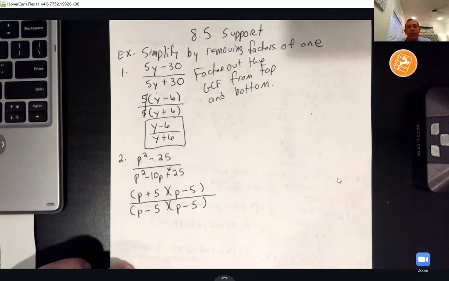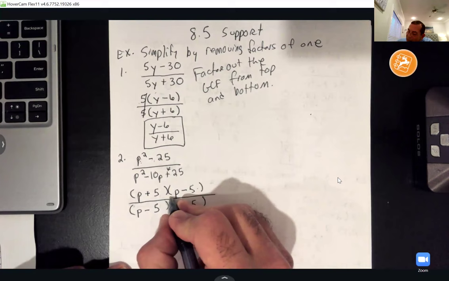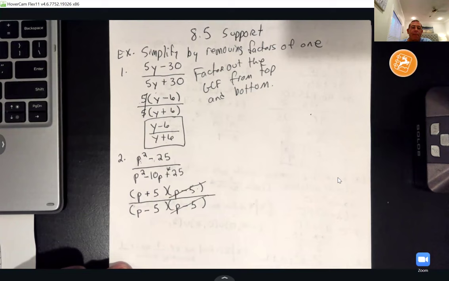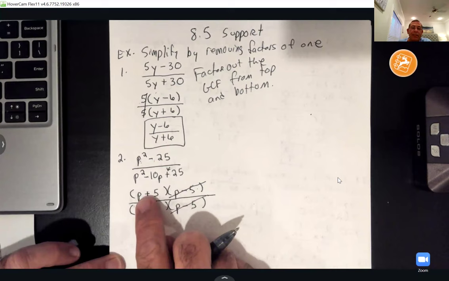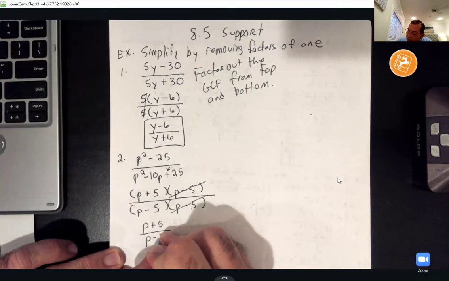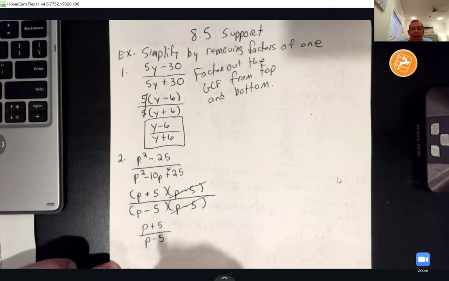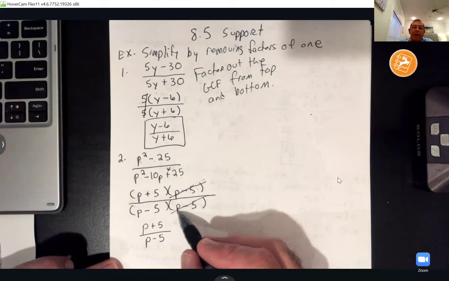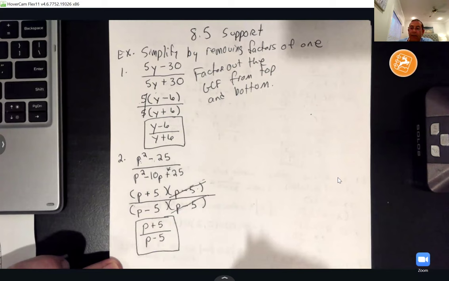So y'all, look at that. This P minus 5 cancels with this P minus 5. Now, I can't cancel both of them out because I've already used it once. So since these are unlike signs, my final answer would be the P plus 5 over the P minus 5. So, y'all, that's what they mean by removing factors of 1, because this P minus 5 divided by P minus 5 basically is 1. So that's really what they're talking about.